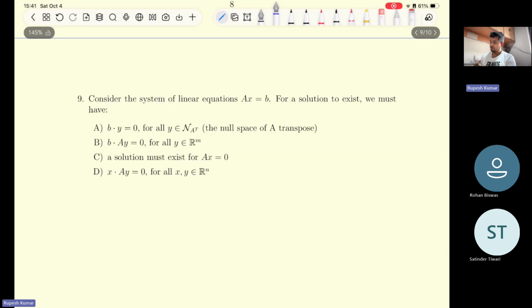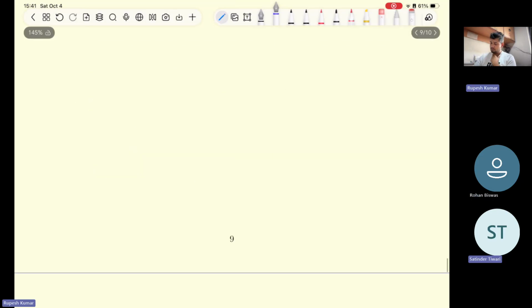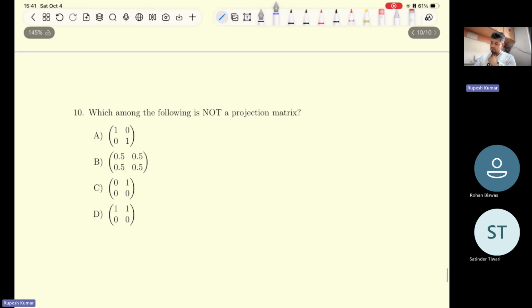Fine. So question number 9. Consider a system; for a solution to exist, we must have what? Again, this was covered in the class, and I also solved this. Option A, right? Does everyone have any doubts? No, sir.